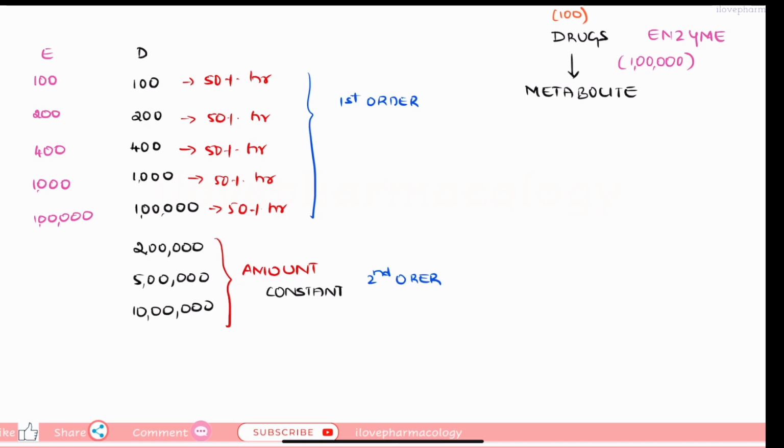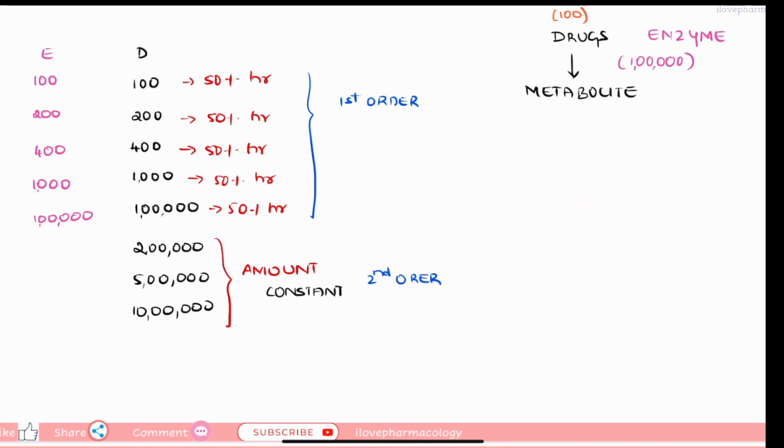Since the body has got a maximum of 1 lakh enzymes, whenever the drug concentration is increased, even if you increase to 200, the body has the capacity to release 200 enzymes to metabolize 50% in 1 hour. Even 400 milligram, 1000 molecules, and 1 lakh molecules, if you administer, the body will be able to release 1 lakh enzymes to metabolize the drug. Till this stage, the drug follows first order kinetics.